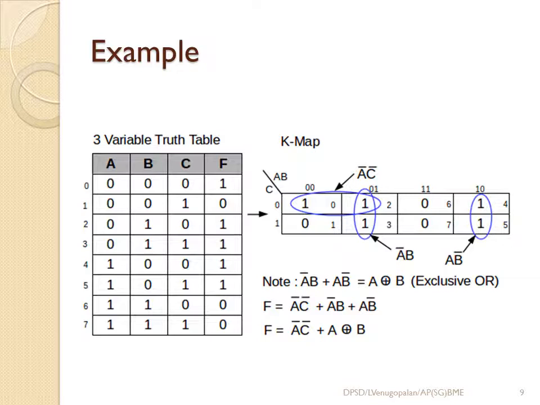The last one, the fourth and the fifth min term, again is a vertical group. So A and B do not change. B is 0, so it becomes A B dash. C changes, so we do not consider C there. So ultimately, all you have to do is add all these product terms. So F becomes A dash C dash plus A dash B plus A B dash. We know that A dash B plus A B dash is the exclusive OR function. So we can just replace that with an exclusive OR of A and B.